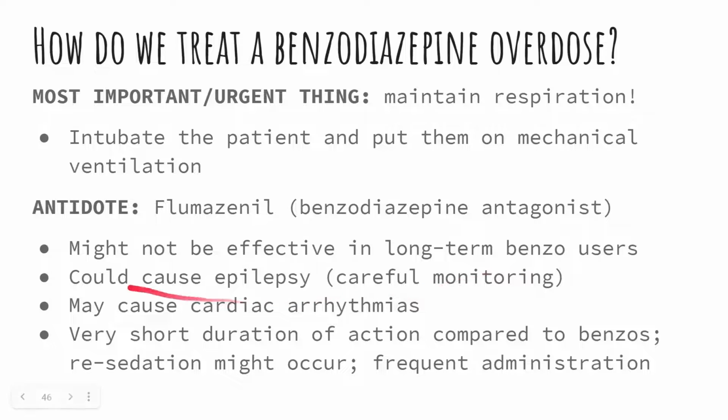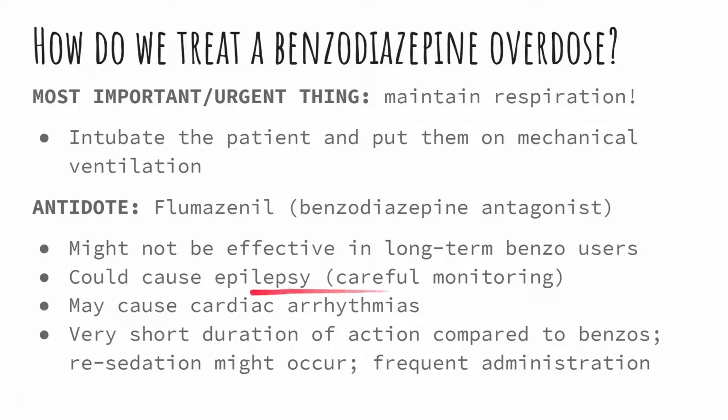Second, it could cause epilepsy. Because of these drugs, especially when the patient overdoses on benzodiazepines that they are using to manage seizures, because benzodiazepines are used in the management of epilepsy. If they overdose on benzodiazepines and we give them flumazenil as an antidote, this might actually cause them seizures or epilepsy. So for that reason, we have to be very carefully monitoring the patient when we give them flumazenil to make sure that they don't get seizures, and if they do, we treat them immediately.